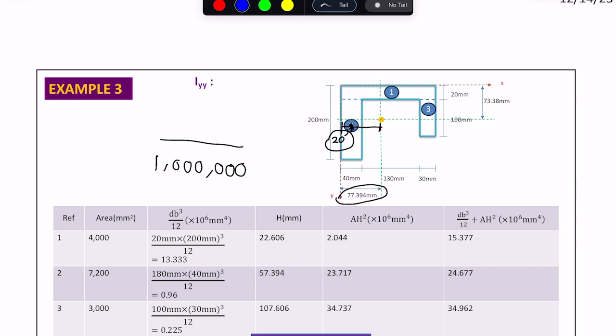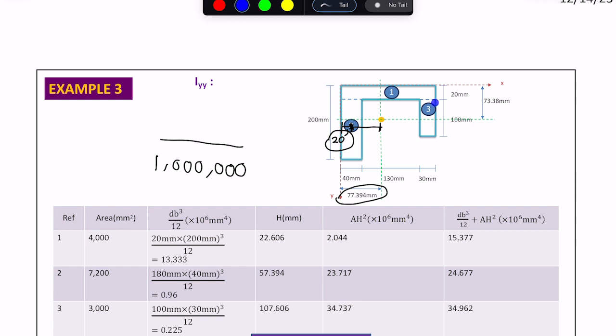57.394 power of 2 times 7200, the area, you will get 23.717 times 10 power of 6. And add this AH square with the I bar y 0.96. It is 24.677 as the value of IYY for section 2.